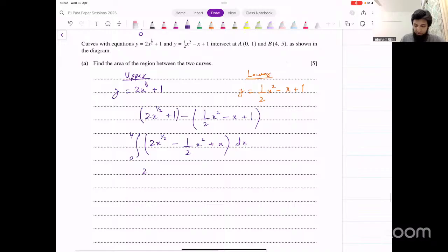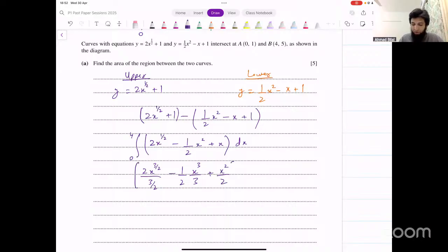What's the integration of this? 2x raised to power 1 over 2. Add 1 to the power, it becomes 3 over 2. Divide by the new power. Minus 1 over 2 remains as it is. Add 1 to the power, that's 3. Divide by the new power. Plus x, that's x squared over 2. So we are done with the integration part.